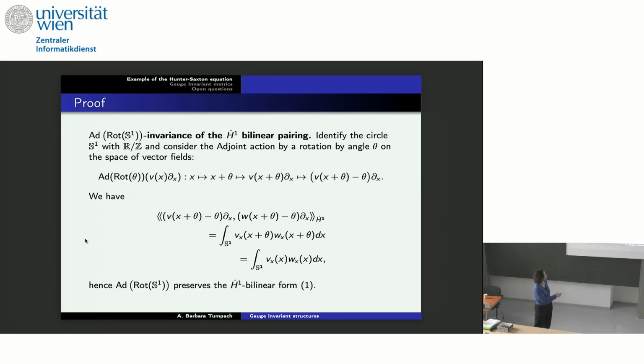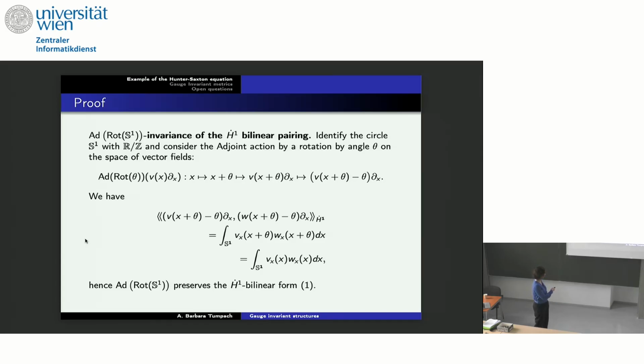And if you look at the pairing with this H1 dot, the theta that is outside is killed because it's a constant rotation. And then what you get is this pairing here where the argument is shifted by theta, but you integrate over the circle. So you just change coordinates and you get the same pairing as before the adjoint action. Okay, and the fact that this adjoint action preserves this pairing implies that this pairing goes to the quotient.